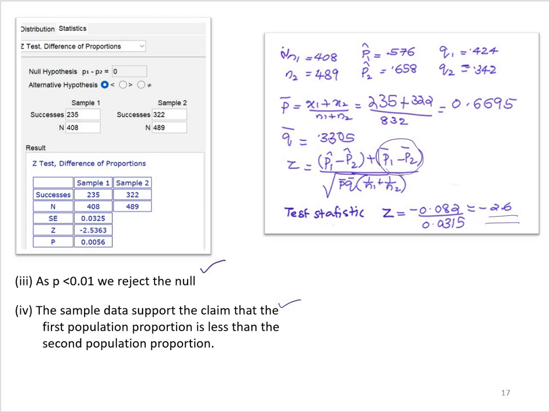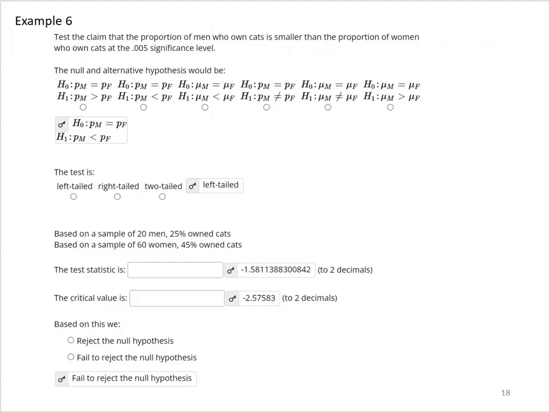That's okay. And let us have one more question. Does the claim that the proportion of men who own cats is smaller than the proportion of women who own cats hold, at a significance level of 0.05? Almost a similar question. So that is the significance level, the alpha value, alpha 0.05.